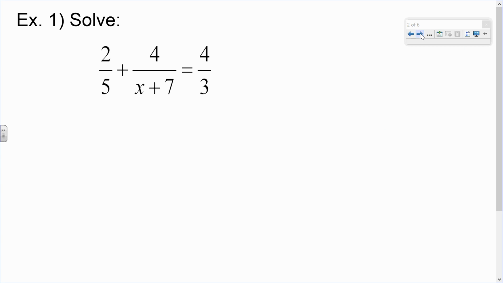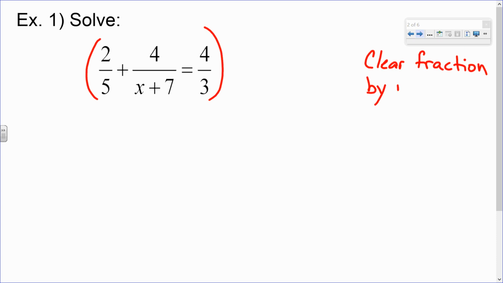So the first one that I want us to look at today is one when we have fractions in there. In this case, variable expressions are also part of that. When we have that, we want to clear fractions, whether they're simple fractions or ones with variables. And we do that by multiplying everything by the least common multiple of all of the denominators.